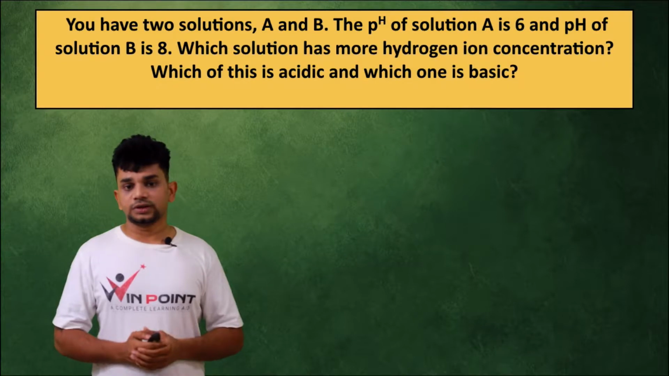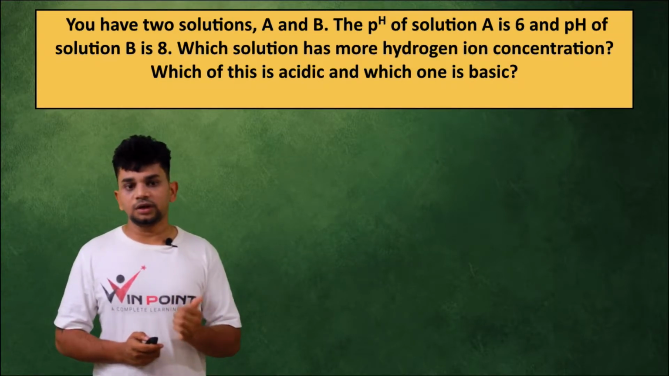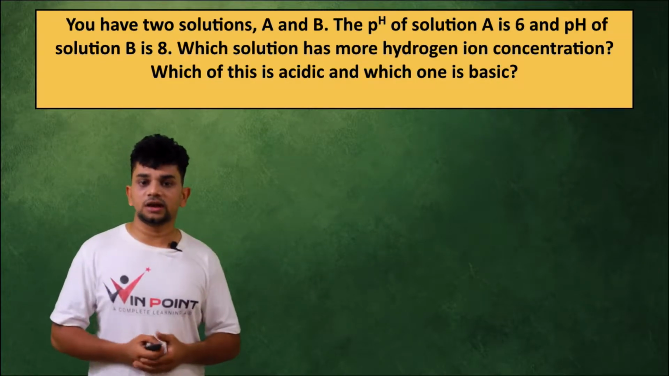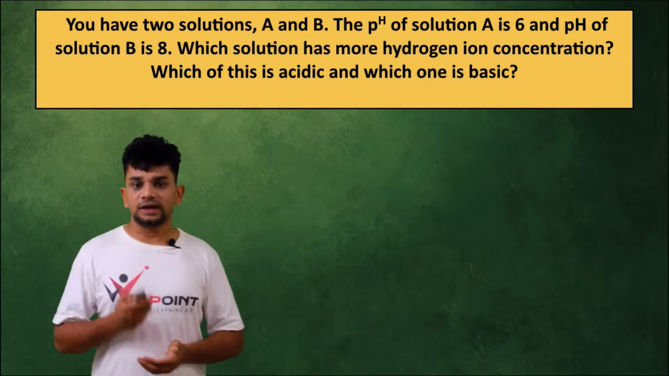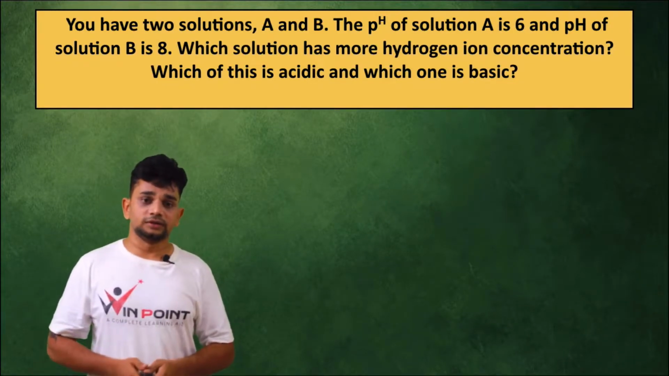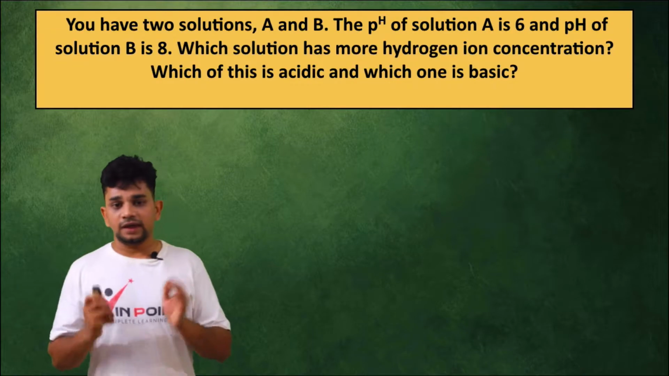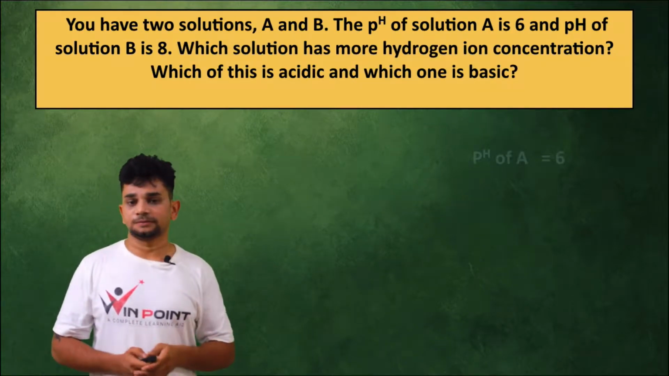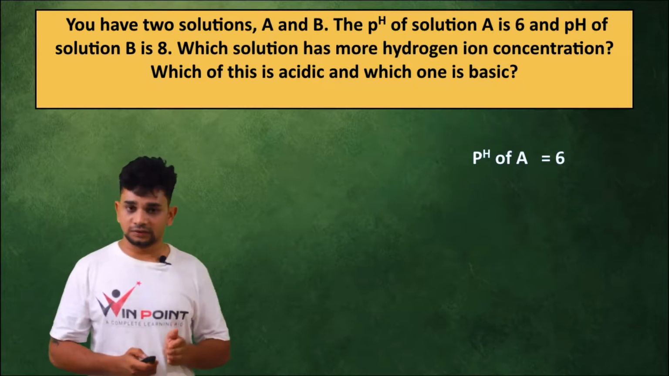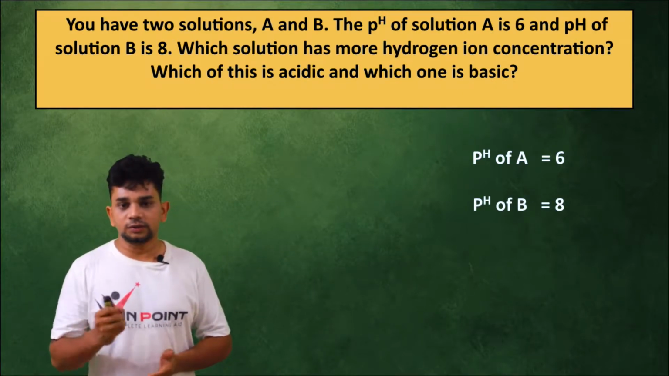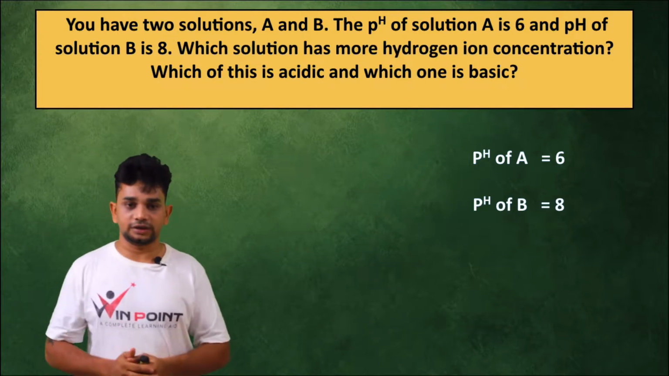You have two solutions, A and B. The pH of solution A is 6 and the pH of solution B is 8. Which solution has more hydrogen ion concentration? Which of these is acidic and which one is basic? First we can write the pH: pH of A is 6 and pH of B is 8. The first question is, which solution has more hydrogen ion concentration?